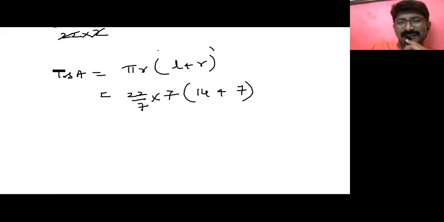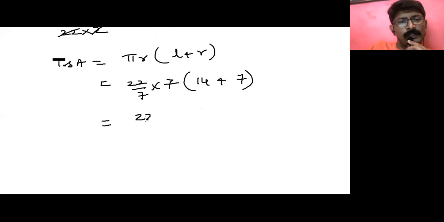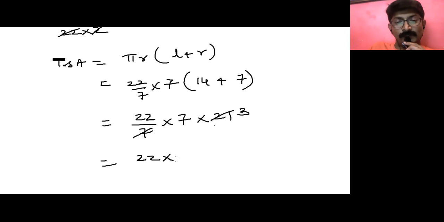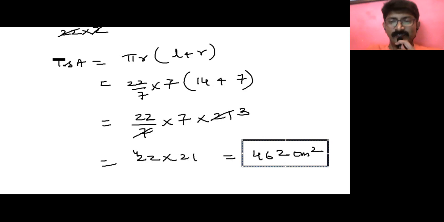Isn't it simple? It's that basic a question, students. You can do it in one minute. 14 plus 7 will become 21. I hope, students, you all are writing along with me. So 7 ones are 7, 7 threes are 21. Or you could have cancelled 7 and 7 simply. 22 into 21. 21 twos are 42, 4 carried. 21 twos are 42 plus 4, 46. So 462 centimeters square. Isn't that nice? So simple. I hope you have completed even these sums along with me.